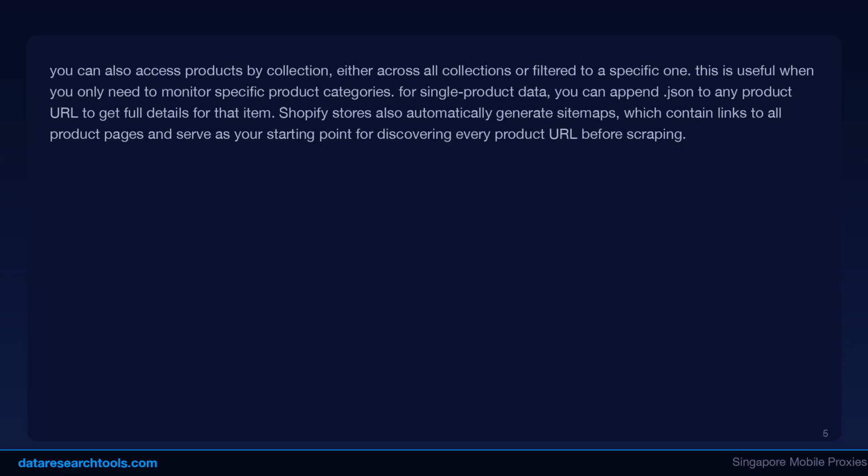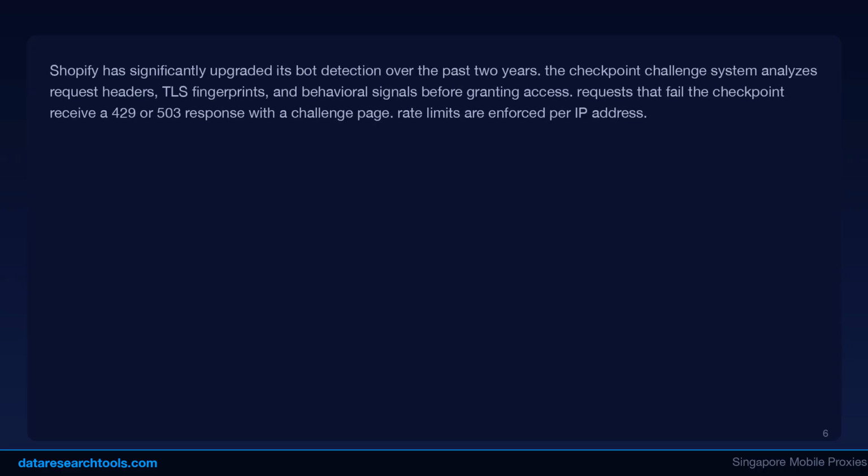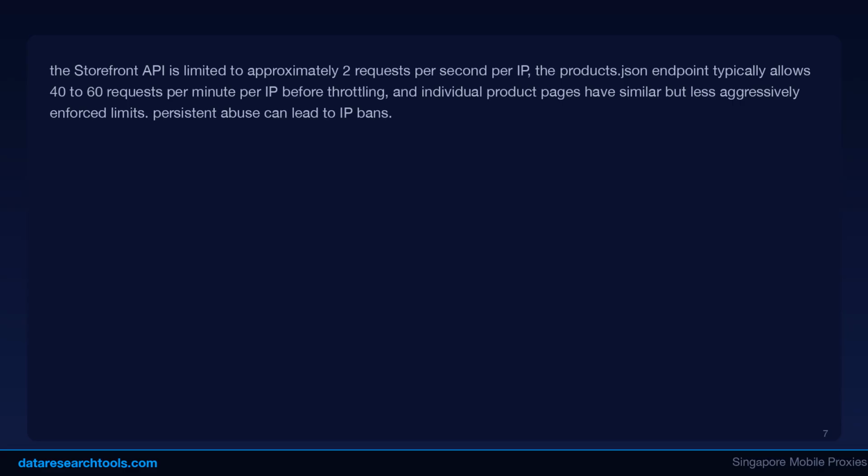Shopify has significantly upgraded its bot detection over the past 2 years. The checkpoint challenge system analyzes request headers, TLS fingerprints, and behavioral signals before granting access. Requests that fail the checkpoint receive a 429 or 503 response with a challenge page. Rate limits are enforced per IP address. The storefront API is limited to approximately 2 requests per second per IP. The product JSON endpoint typically allows 40 to 60 requests per minute per IP before throttling, and individual product pages have similar but less aggressively enforced limits. Persistent abuse can lead to IP bans.